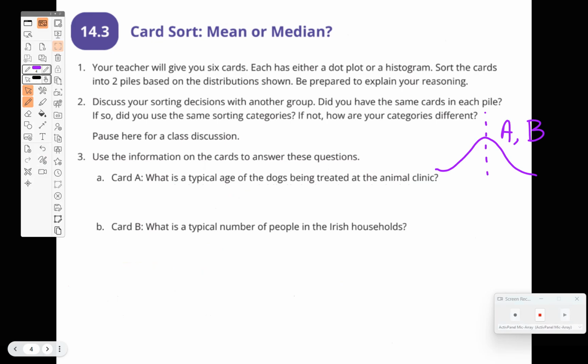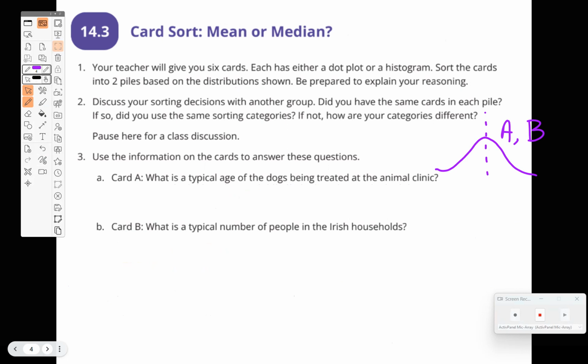Now, Jay's just explained it. You're not folding it in half because then it wouldn't be. But if you look at just where your data is and you made that symmetrical line on 5, would it be symmetrical on both sides? Yes. So I'm going to put A and B together.